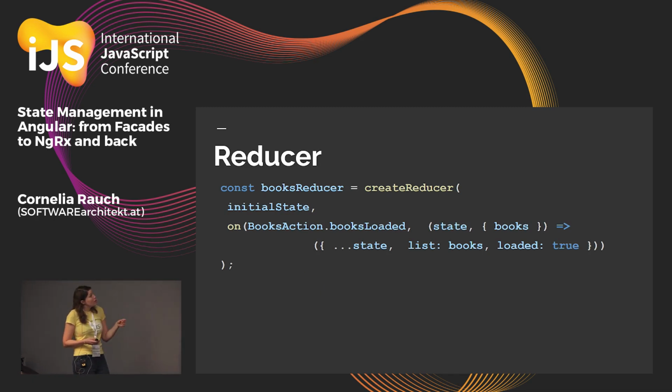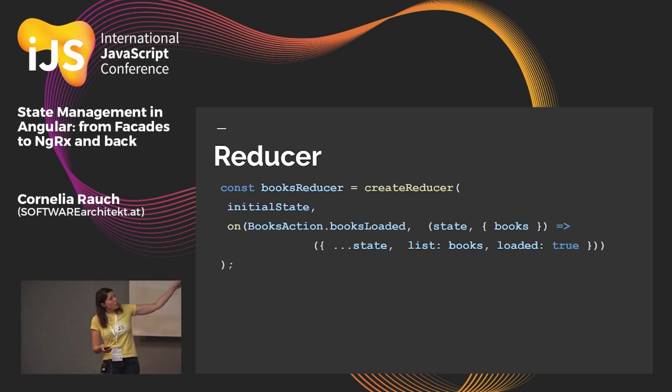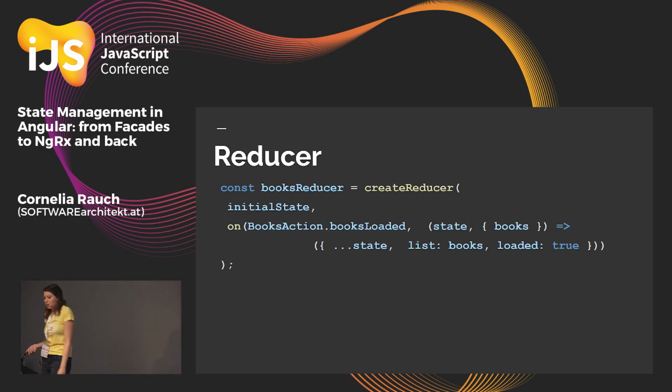So you can create a reducer with an initial state that you set up, like we had in the BehaviorSubject. We had an empty array, so it's going to be an empty array, an empty list of books. And you can also listen to an action, like if the books are loaded, please create me a new state. And this state is going to consist of the new list of books, and tell me also if the books are loaded. And in this case, it's true.